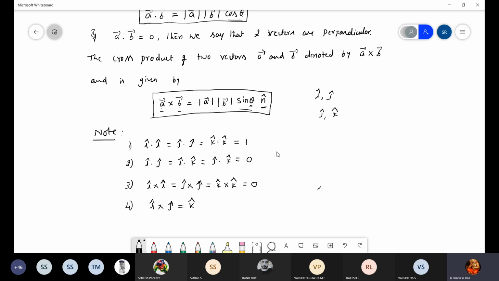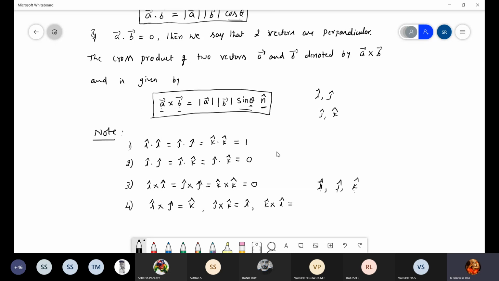I will write this, you follow. i comma j comma k. In cyclic order you have to write i cross j is k. Next is j cross k. What is j cross k? You will get i cap, and you have to go in the cyclic order only: i with j, j with k, then k with i. So k cross i you have to take. You should not take i cross k. I hope you are understanding what I'm telling.